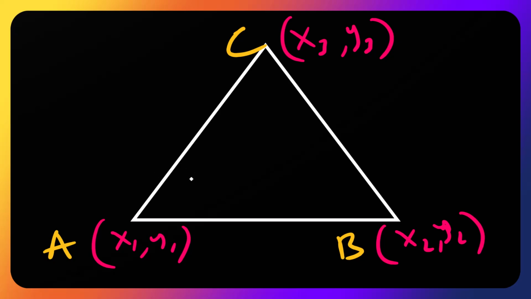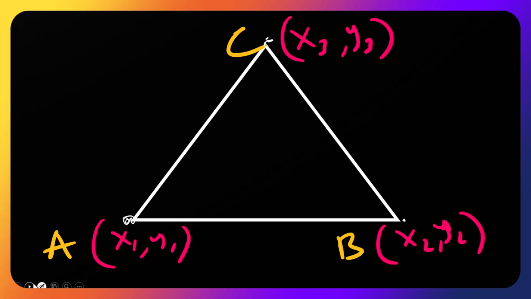Welcome to another video. In today's tutorial, we are going to look at how to calculate the area of a triangle when the vertices are given. Okay, so we have A, B, and C. So we have point A here, point B, and then point C. So these are the vertices.